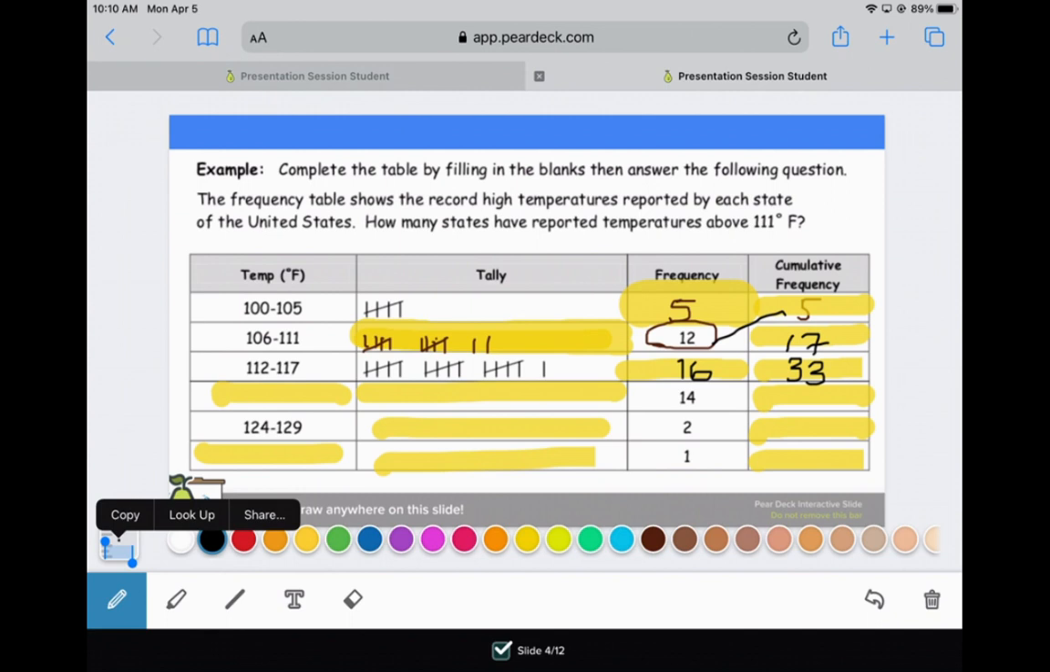Now the next spot right here, the cumulative frequency, is 33 plus 14. So that's 47. I can fill in the last column. 47 plus 2 is 49. 49 plus 1 gives me 50. So I can fill that in, okay? The frequency and the tally marks are based on the number I have here. So there's 2, 1, 2, there's 1. This is 14, so I can do 14. 2, 3, 4, 5, 1, 2, 3, 4.